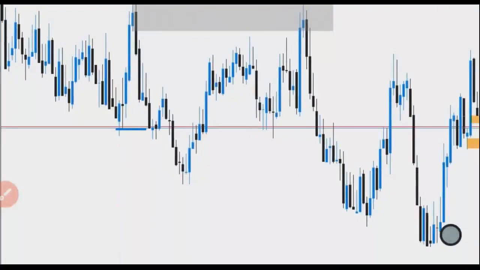So here, once you identify your directional bias, you wait for a break of structure. Break of structure with a body close, a candle body close, right? And identify your high. Where is your high? This is your high here. And here is your low. All right? Here is your high and here is your low.